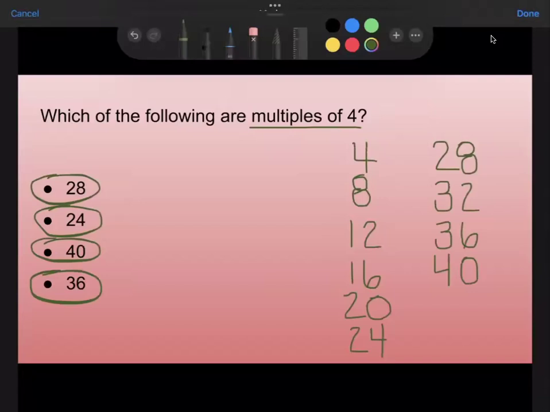So you can either do the multiplication route, or if you like to just add 4 to each number as you go and create a skip counting list, you can do that as well.